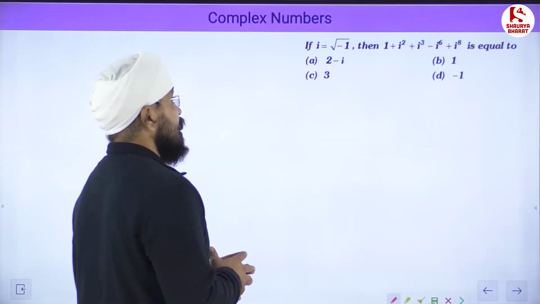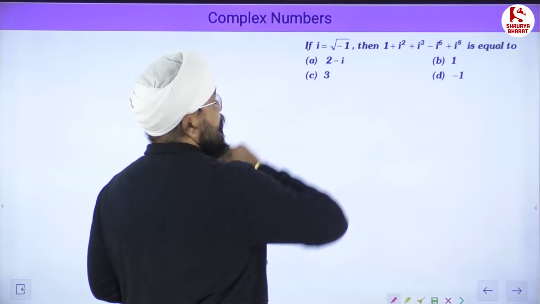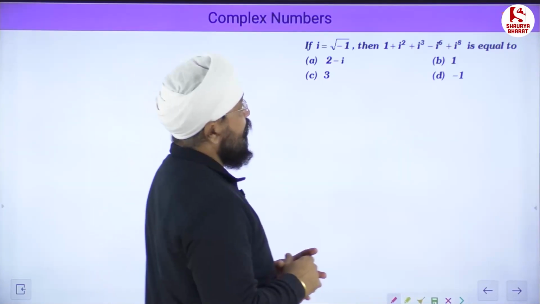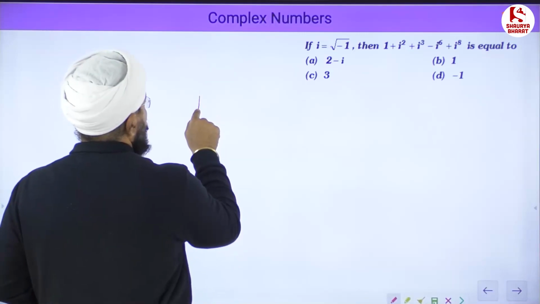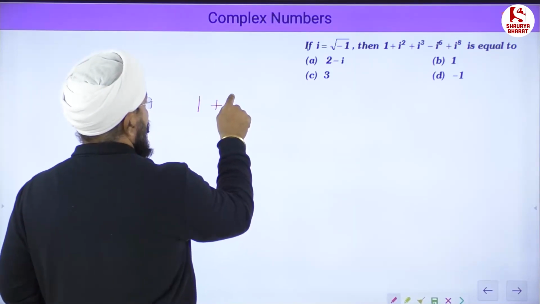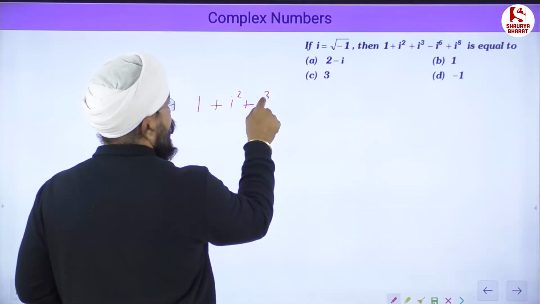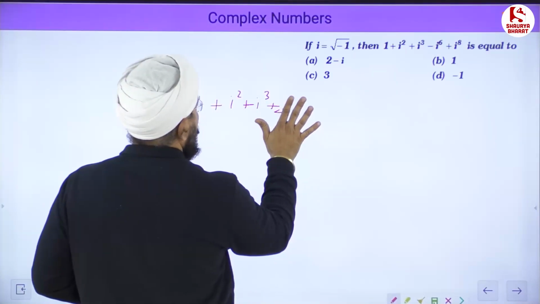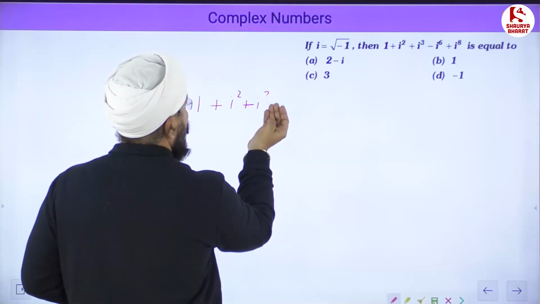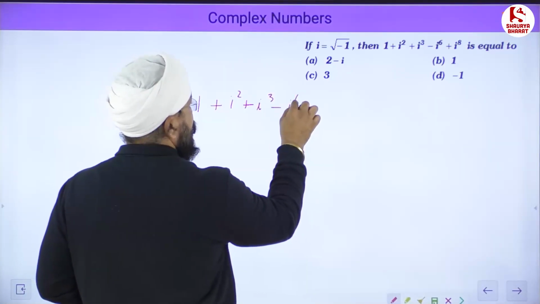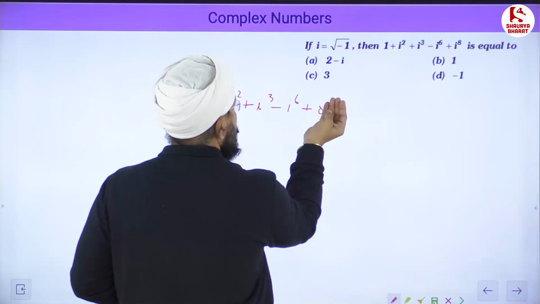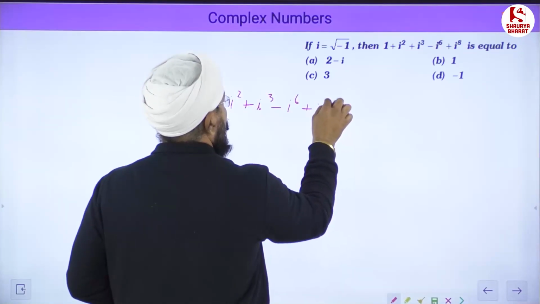Now this question is, when iota, this i is nothing but square root of minus 1, then we have to check that 1, I am writing it here. So they are asking us to find 1 plus iota square plus iota cube. Then they are saying iota cube minus iota to the power 6, and this is iota to the power 8.